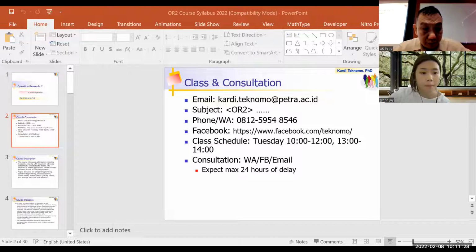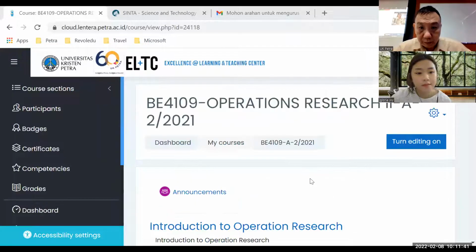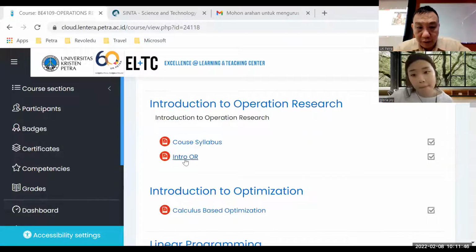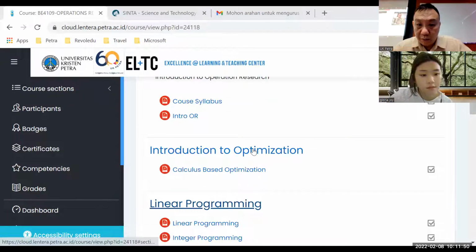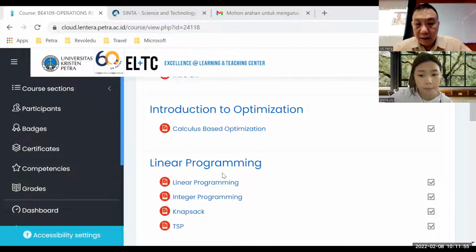You can also check this in Lentera. If you enter Lentera, here, in this Lentera, this is the course syllabus. Today we will discuss the introduction to OR. The introduction to optimization is basically calculus-based optimization. And then I discuss linear programming and integer programming.